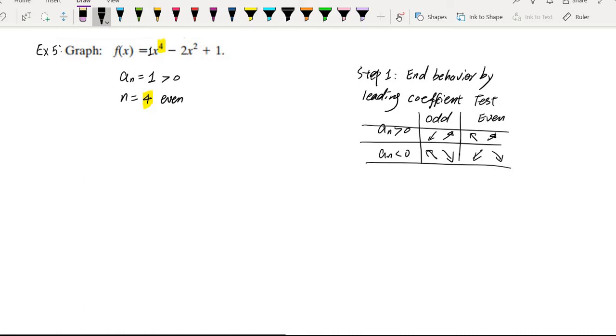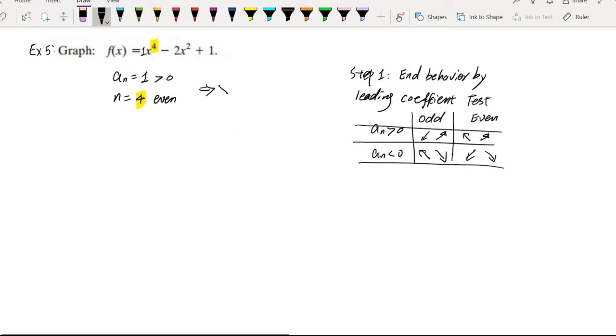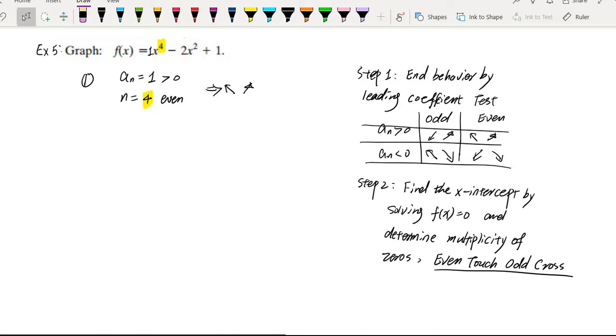So then we match this graph right there. So it's greater than 0 and then it's even. That means you're going to have both sides rise. Then we have step 2. Find the x-intercept by solving f of x equals 0 and determine multiplicity of zeros: even, touch; odd, cross.